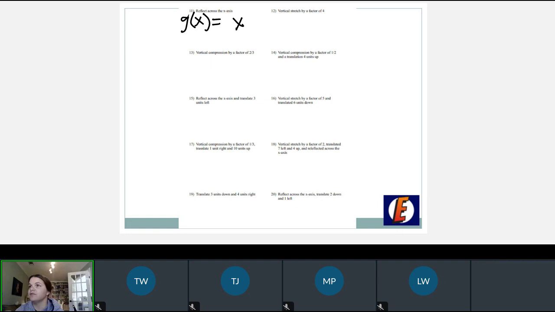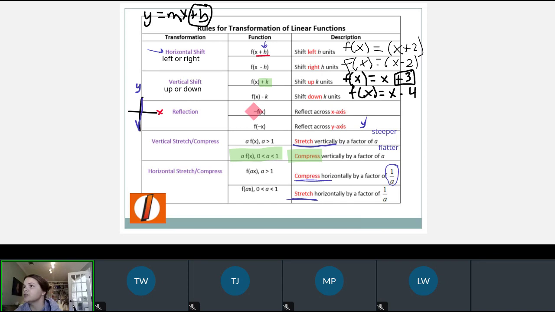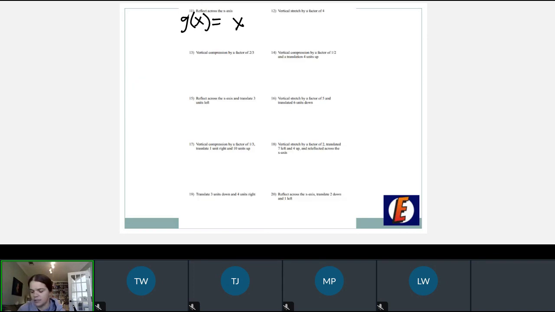So this says a reflection across the x-axis. So if I go back to my rules, I'm going to read the description on the right-hand column, reflection across x-axis. So what does that mean I'm going to do? I'm just going to put a negative sign in front of the entire thing. So this one is easy. It's just going to be negative x. That's all.